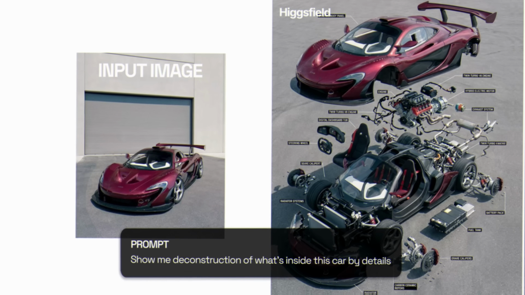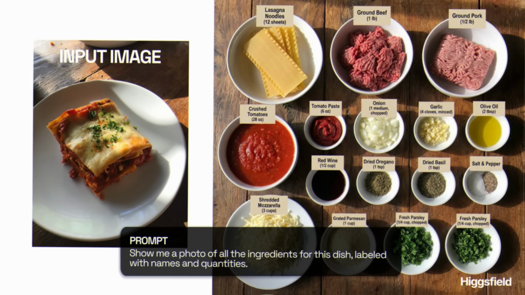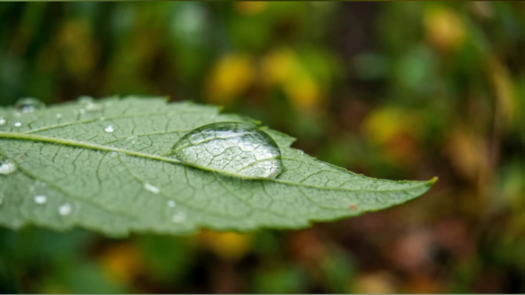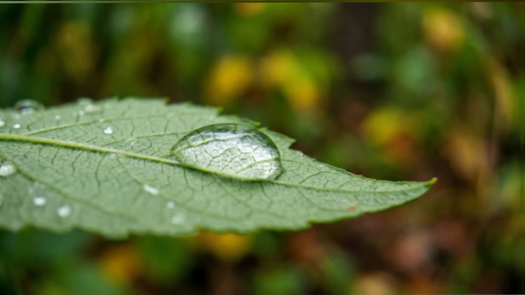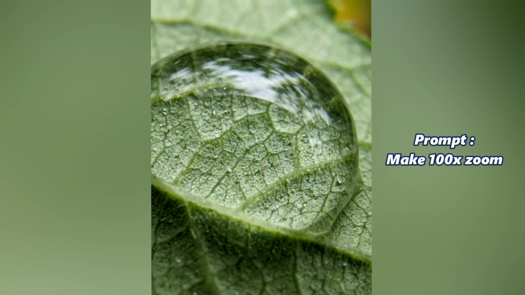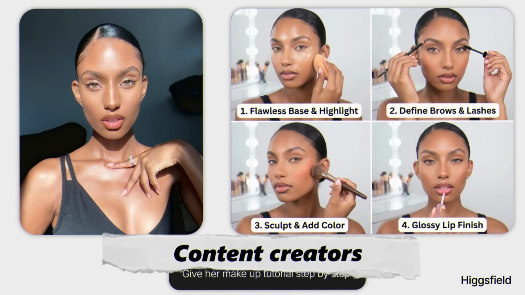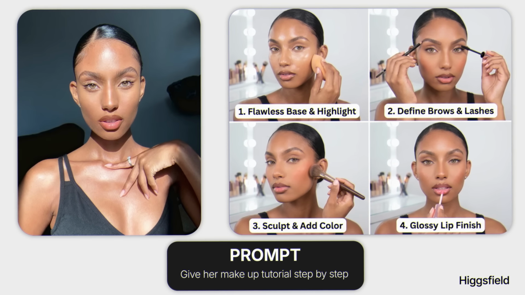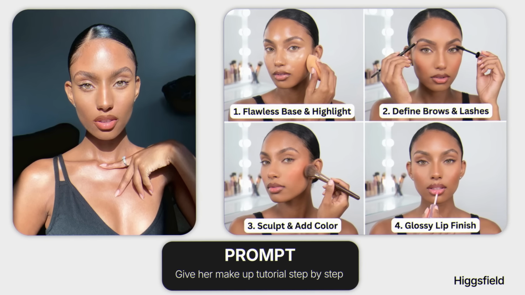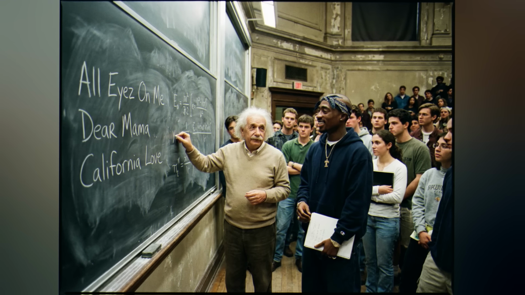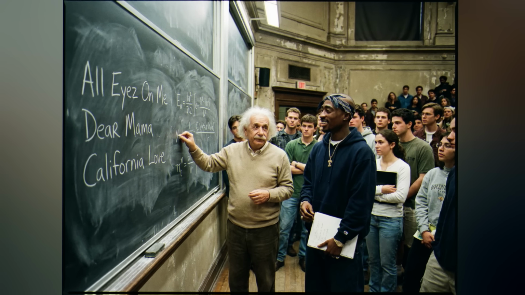It even works with micro details. Even if you have a food item, Nano Banana Pro will separate all the ingredients. You can zoom without losing resolution. Prompt. Make 100 times zoom. The result is intense. Content creators. Build consistent characters for storytelling across multiple scenes. Educators. Generate accurate diagrams and infographics where clarity matters.